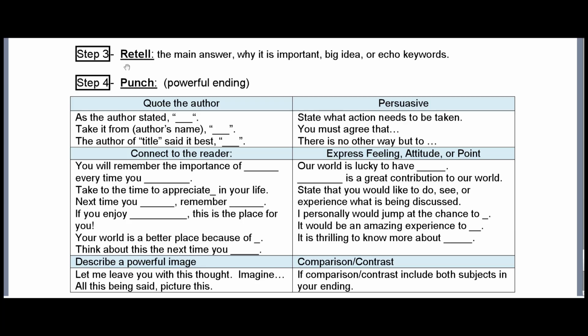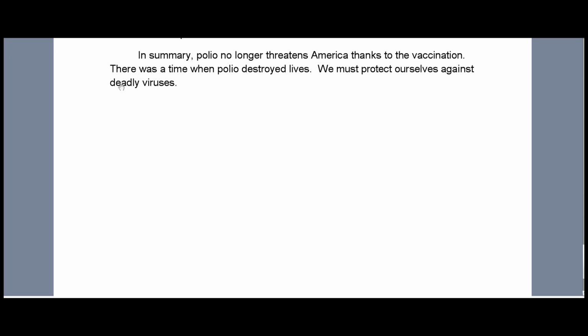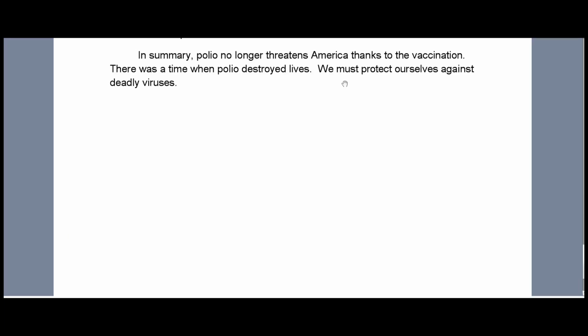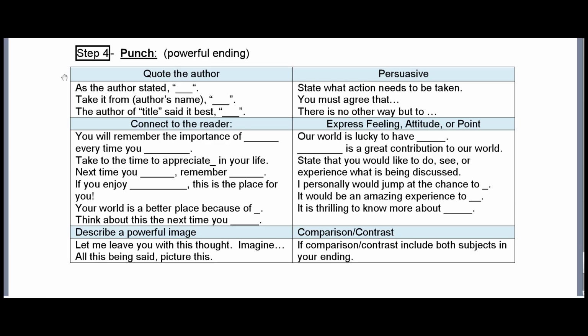The next R in TERP stands for retell. You retell a main answer, why it's important, a big idea, or echo keywords. I've written, there was a time when polio destroyed lives. Write a retell sentence now. Finally, the P in TERP stands for punch. You want a powerful ending. I've written, we must protect ourselves against deadly viruses. Write your punch, and then your essay's complete.